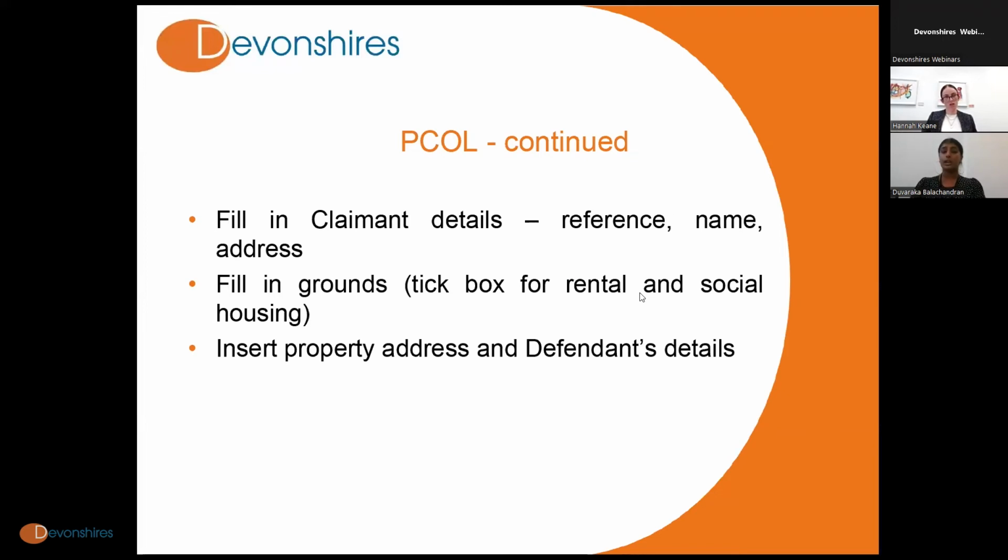Then you will go on to inserting the property address and the defendant's details. Again, it is crucial that you add the defendant on the PCOL application. So when you are on the claim form, there is an option to add the defendant. In the event you don't add the defendant, that does not appear on the claim form. So please do double check this when you are issuing via PCOL. And the property address is the address that you are seeking possession of, and that is usually the defendant's address.